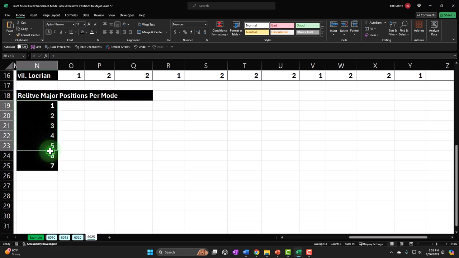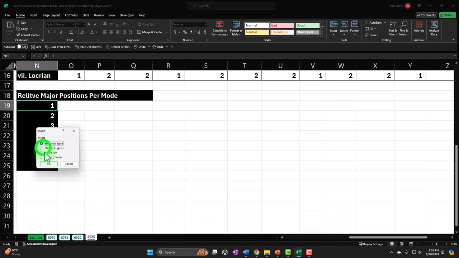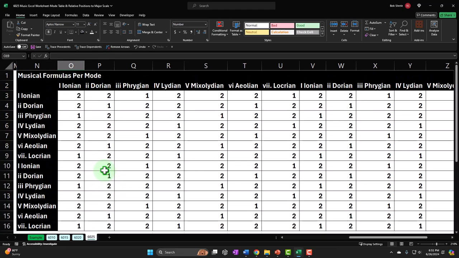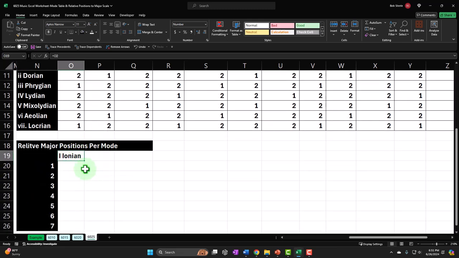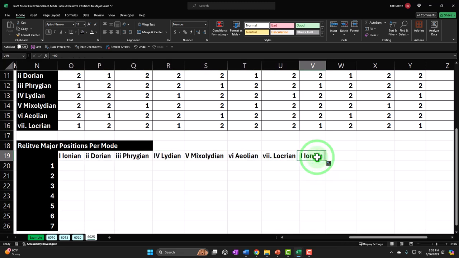I'm going to pull this down because I need more headers, which I could do this way, or I could put my cursor on the top one, right click, and say I want to insert, and then pull these down like that. All right, and then I'm going to put the modes on the top one. So I'm going to say this equals, and then pick up the modes we already did up here. I'll put my cursor on that fill handle and copy it across, and it'll pick up the relative references, and we want to go out to Locrian. So there's our modes going out to Locrian.